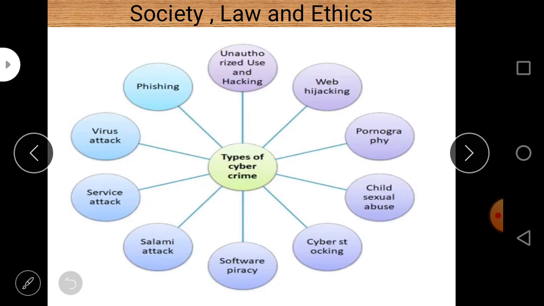These are the types of cybercrimes, some of which we already discussed in this lecture: phishing and spoofing, unauthorized access, web hijacking, pornography, child sexual abuse, stalking, software piracy, salami attack, denial of service attack, virus attack, and phishing. All these are types of cybercrimes. As far as the syllabus is concerned, phishing and spoofing are very important topics for the exam.